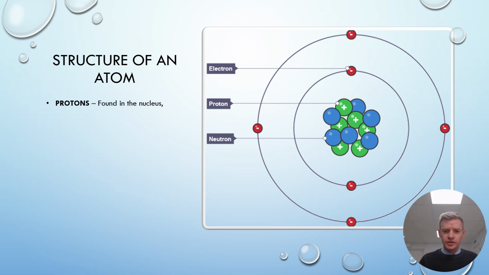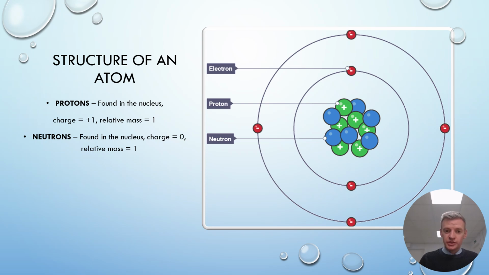So the first thing to look at are the protons, and these are found within the nucleus. We also need to know what charge they have and what relative mass they have, and these are things you have to learn. So protons, clues in the name, are positive. You need to know that they have a charge of +1, and we give them a mass of 1. And it's a relative mass because it's not the actual mass of a proton, so it's relative to other things. So it's got a relative mass of 1.